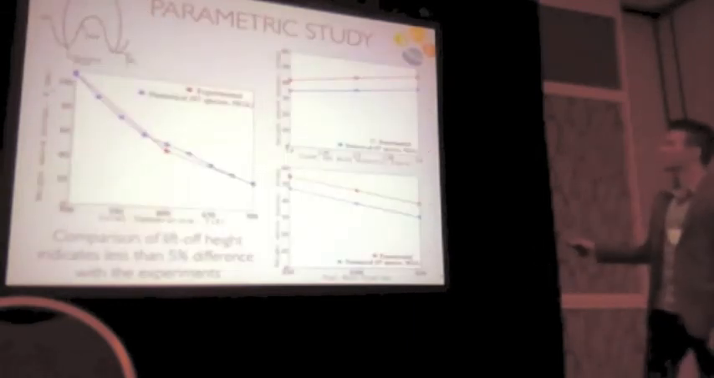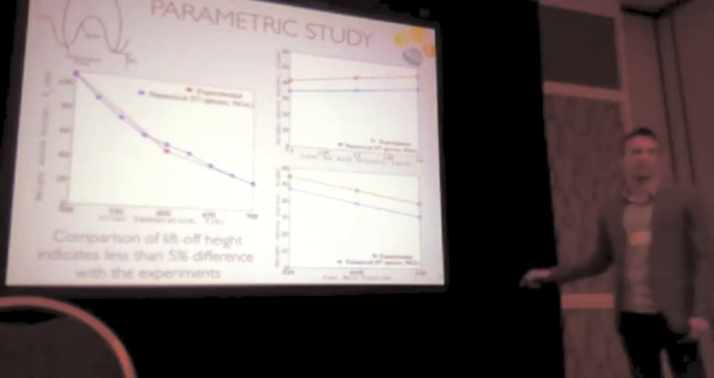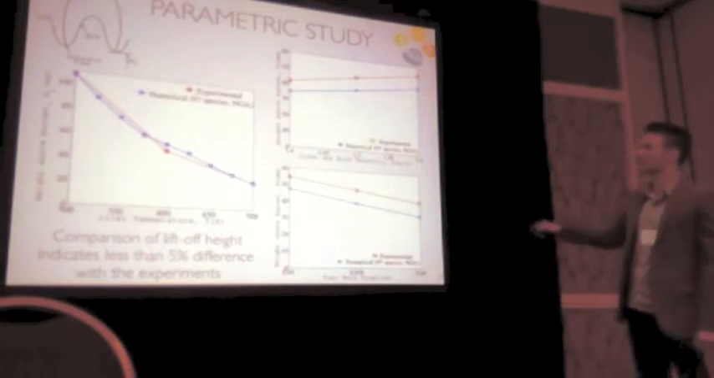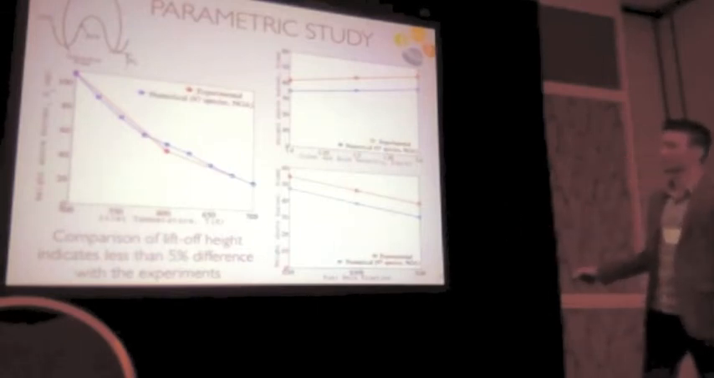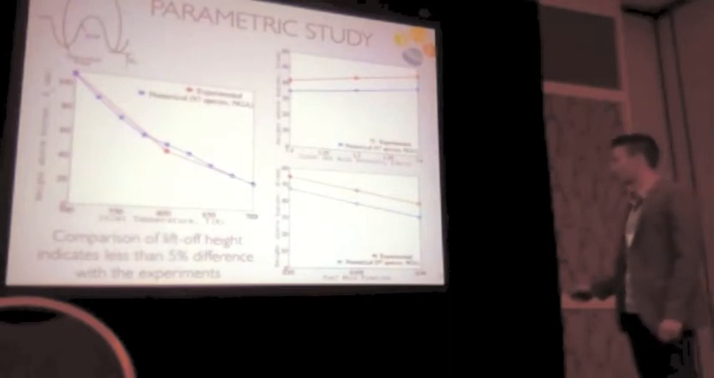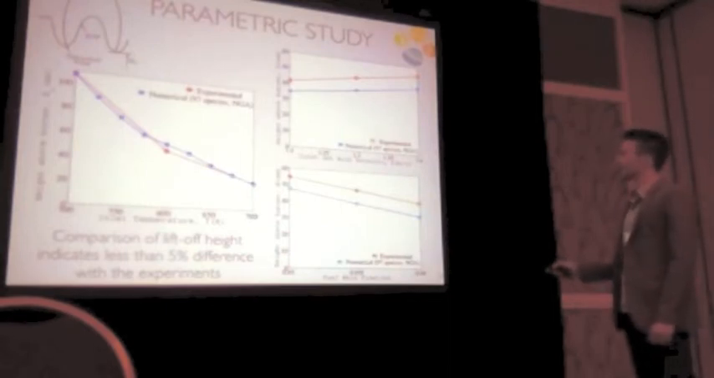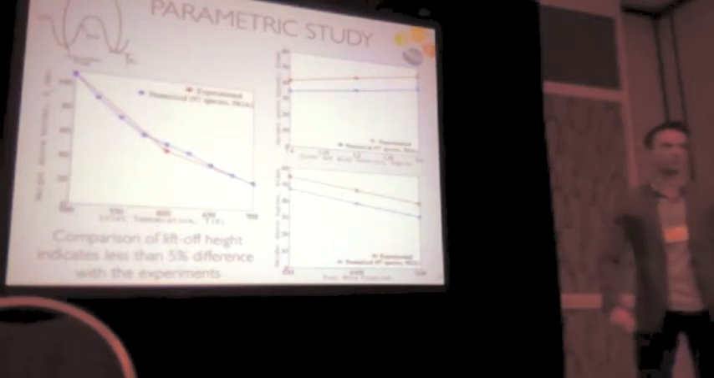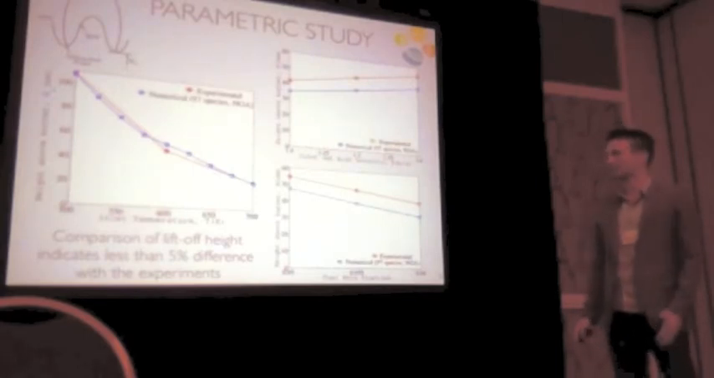This is the parametric study. It's the lift-off height above the burner in all three cases against inlet temperature, the inlet velocity, and fuel mole fraction. The height above the burner is measured as the distance between the burner and the edge of the flame, as you can see in this figure. You can see the expected tendencies: with increasing temperature, lift-off height decreases, as well as with increasing fuel mole fraction. With the increasing inlet velocity, the lift-off height increases. The comparison of the lift-off height with the experiments indicates less than 5% difference.